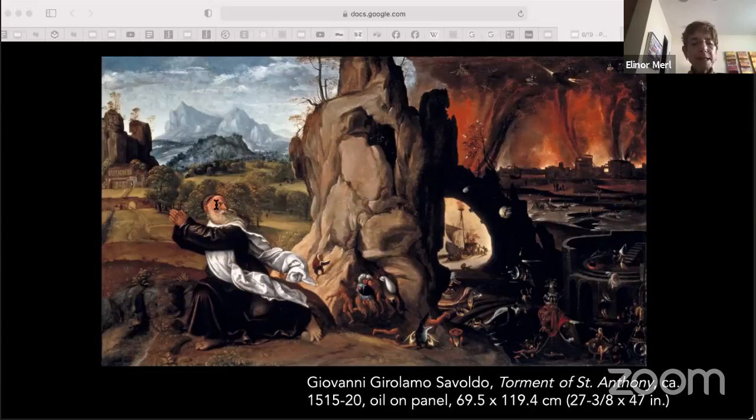Now, it's been suggested that the painting was commissioned by the order of the monastery in the background, the Church of the Carmine. But because of its negativity, the painting was probably not an altarpiece.